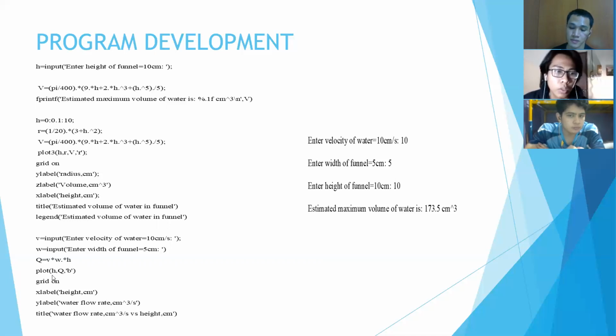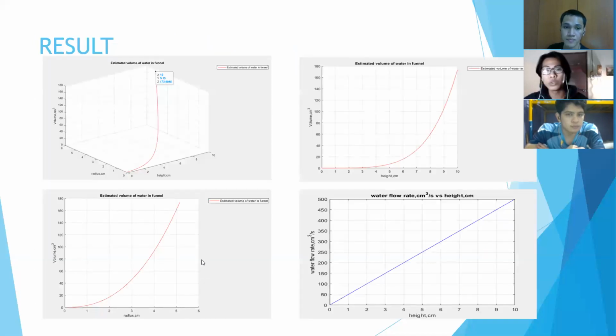So this is the command for the 2D plot, which is for plot x-axis, y-axis, and the classification. After that, we need to label the x-axis and y-axis: the x-axis is height and the y-axis is water flow rate. And the title is water flow rate cm power of 3 versus height in cm. So next we go to the result.